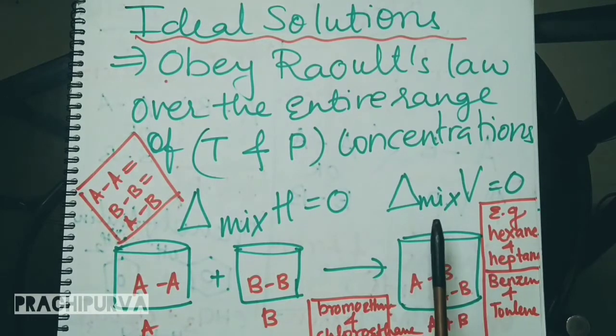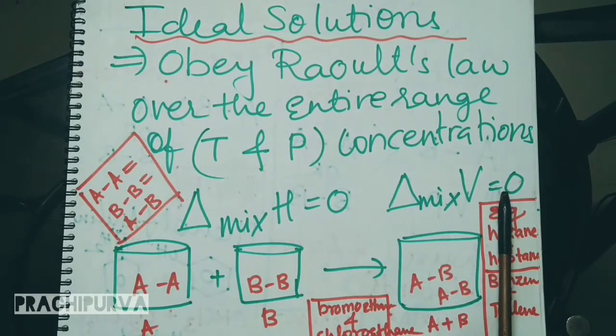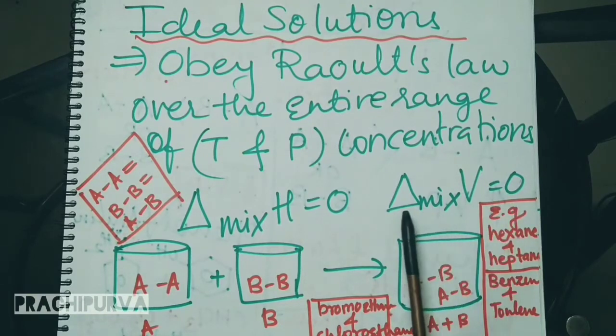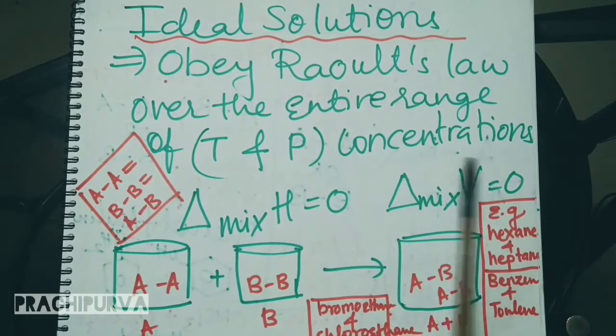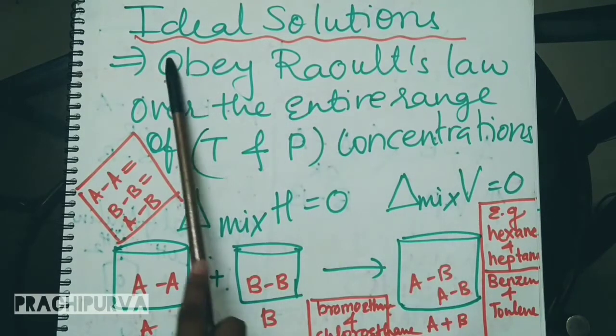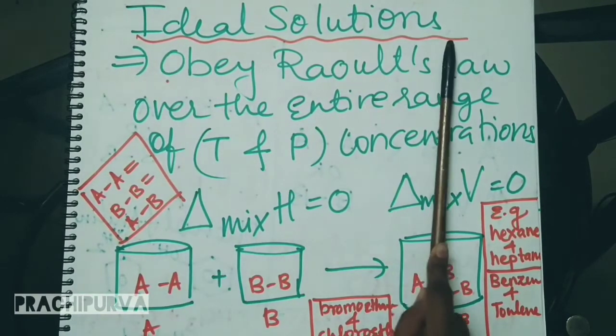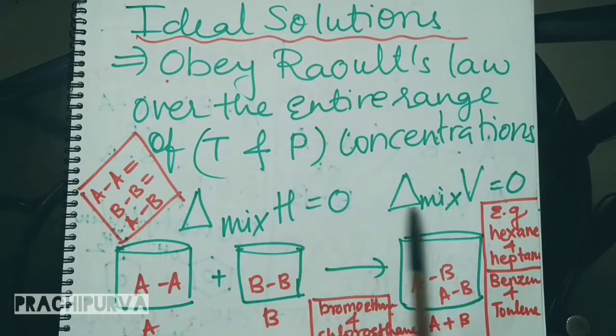Alright. So ideal solutions will be those wherein you add two solvents of some volume and the expected and the observed volume are the same. So there is no difference in the volumes of the reactants and the product. Then the volume change of mixing will be zero. If that is happening, then that particular solution can be said to be an ideal solution. Alright, so 1, 2, 3 criteria.